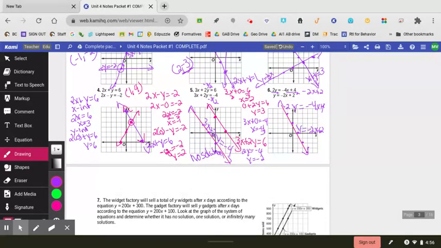Number 6, it appears as though I only graph one line because they are exactly the same line. So number 6 is infinitely many solutions. I can't say all solutions because the solutions are only the points that are on the line. So it's infinitely many because there's infinitely many points on the line, but it's only the points on the line.